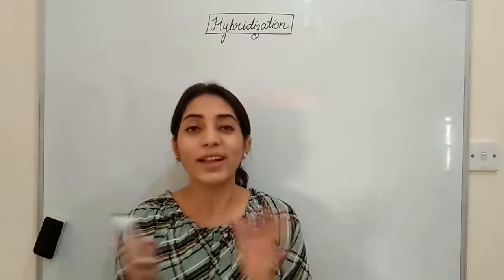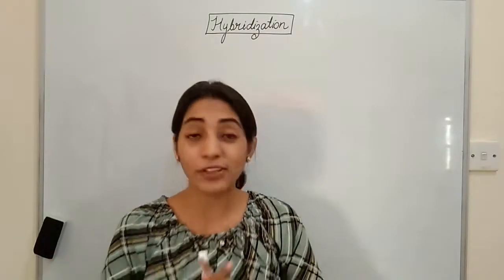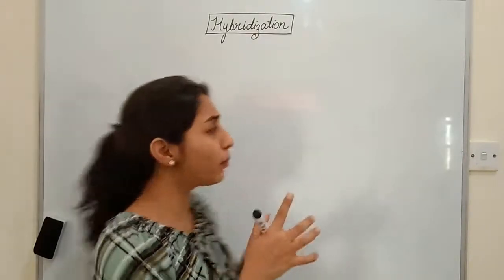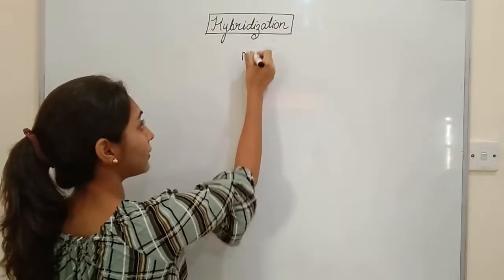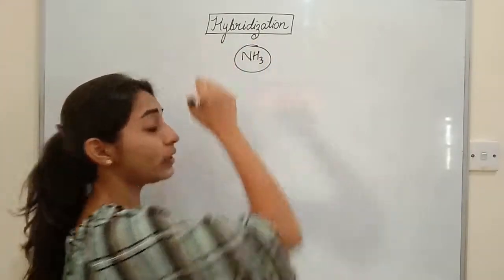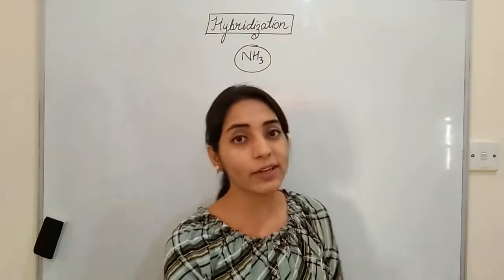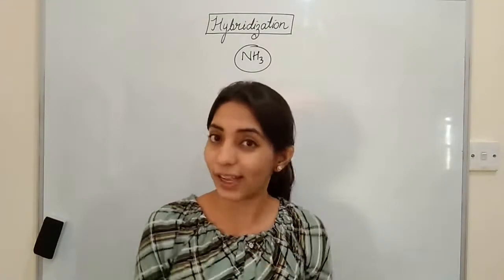Guys, welcome back to today's video, and today we will be doing hybridization, shape, bond angle, and bond length in the case of NH3, which is ammonia. First I'll use the shortcut and then I'll go to the lengthy procedure to find out the hybridization.